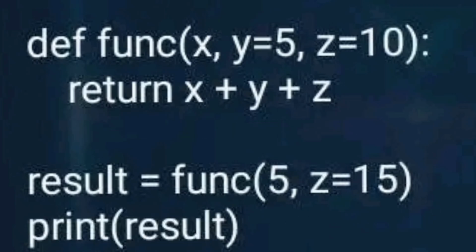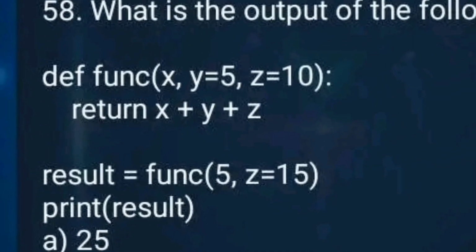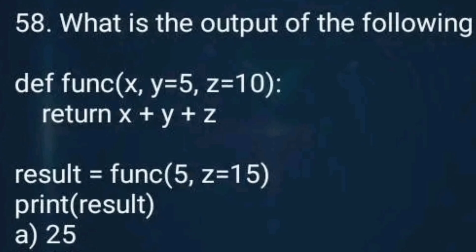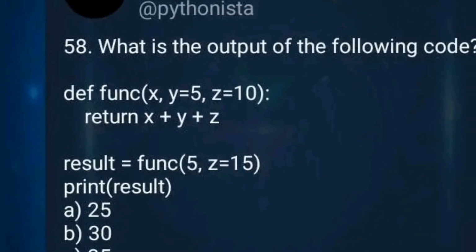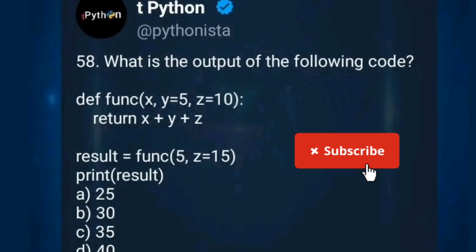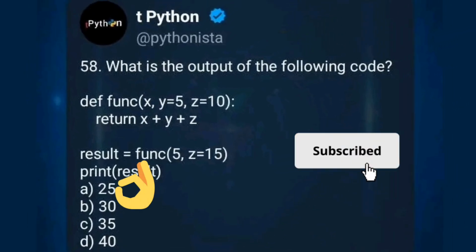Results is printed. So the output is going to be A, 25, I believe, yes, true. The output is going to be 25. A. B, 30, wrong. C, 35, wrong. And D, 40, wrong. So the right answer is 25.